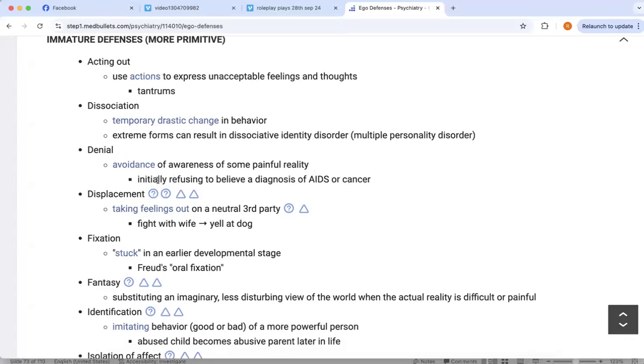Now, denial actually, I know it is a bit difficult to differentiate between denial and repression. Denial is initially, the patient will refuse to believe that they have something bad, like AIDS or cancer, okay? But eventually they will remember everything. Whereas repression is something worse, and they will not be able to remember that part for a long, long time. Okay, that's repression.